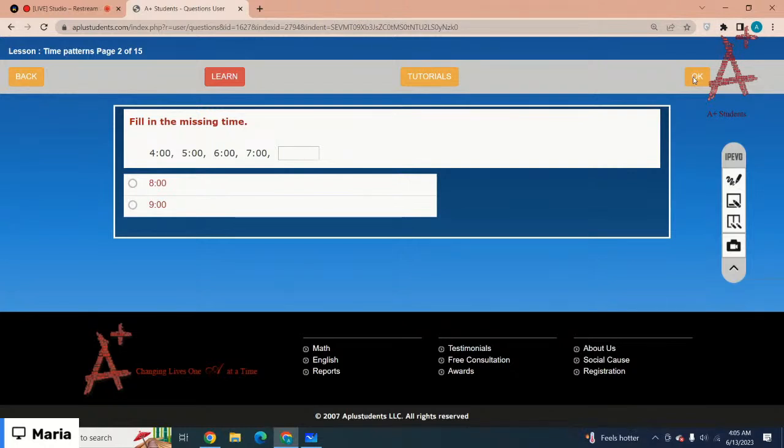Okay, so it would be 4, 5, 6, and 7. That means each next time it is 1 hour more than the previous one. So which is the next one? 4, 5, 6, 7. So the next number in the pattern would be 8. So the correct option is 8.